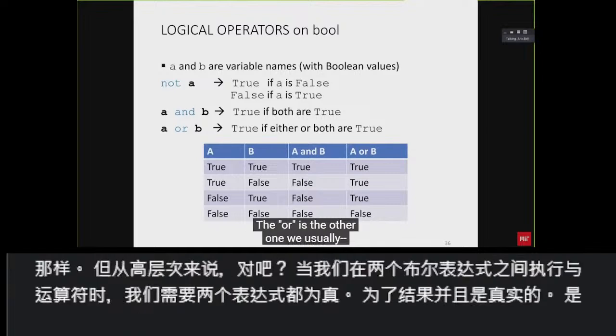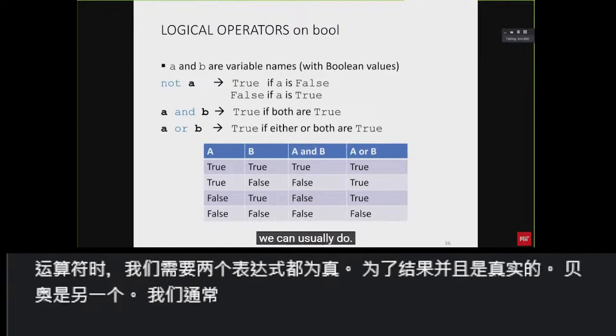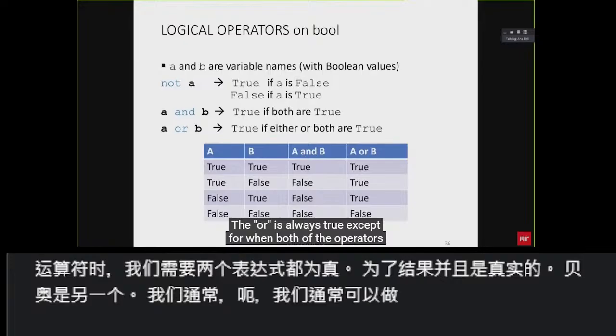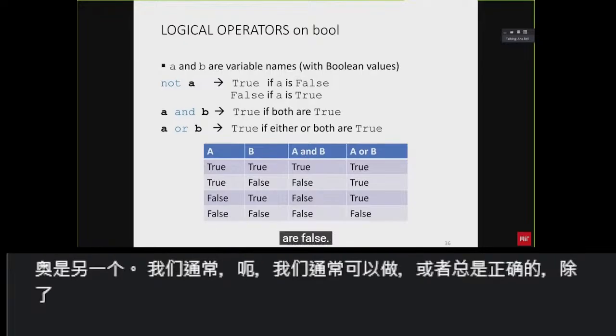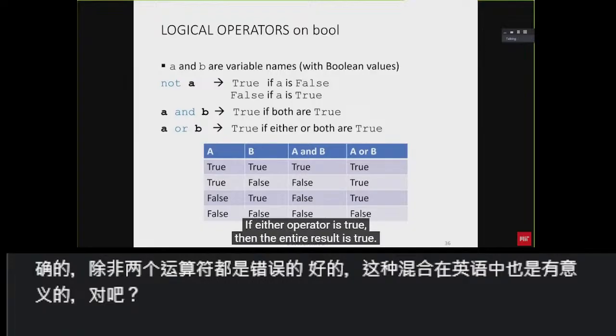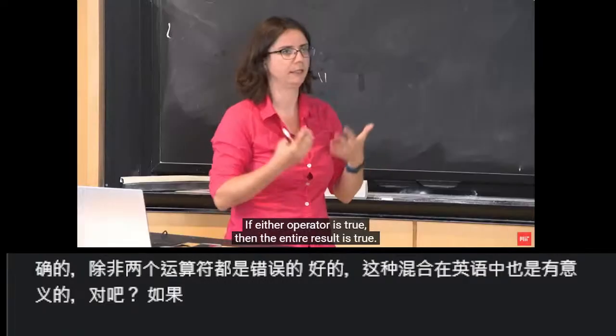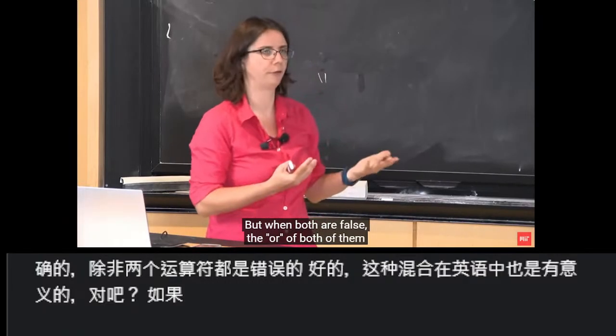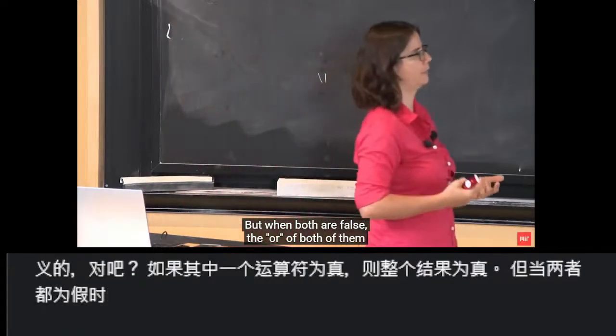The OR is the other one we can usually do. The OR is always true, except for when both of the operators are false. Right? And it kind of makes sense in English too. If either operator is true, then the entire result is true. But when both are false, the OR of both of them is false as well.